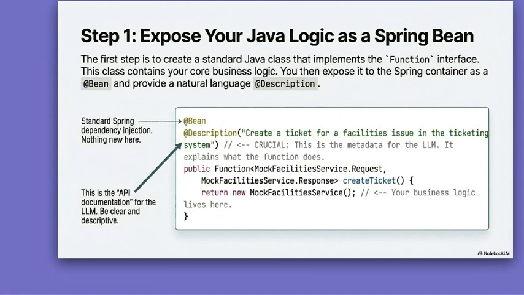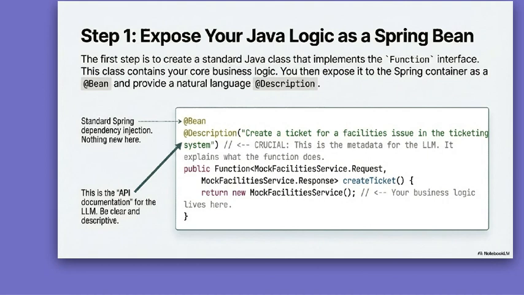Step 1. Expose Java logic as a Spring Bean. Okay, so we create a standard Java class, maybe facilities ticket function, and it implements function create ticket request, create ticket response. So you're enforcing that strict contract for input and output. Right away. We mark the class with @component, make sure it's exposed as a @bean in the application context. And then the crucial part, the metadata. Absolutely crucial. We attach the @description annotation to that bean definition.